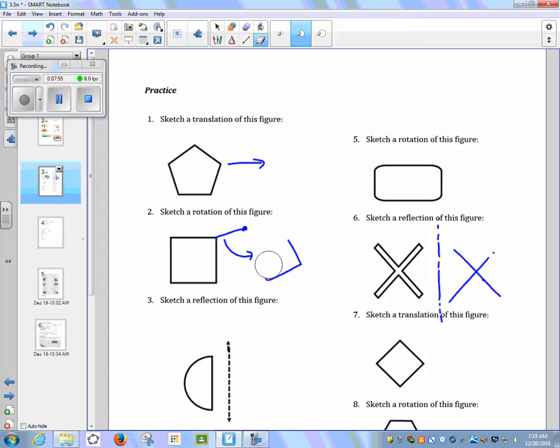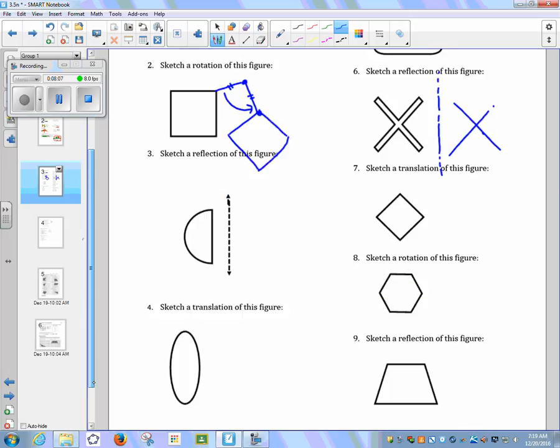I didn't do that very well. Right? We want this to be the same distance away, so it's going to be more like that rotation. So you can practice those a little bit.